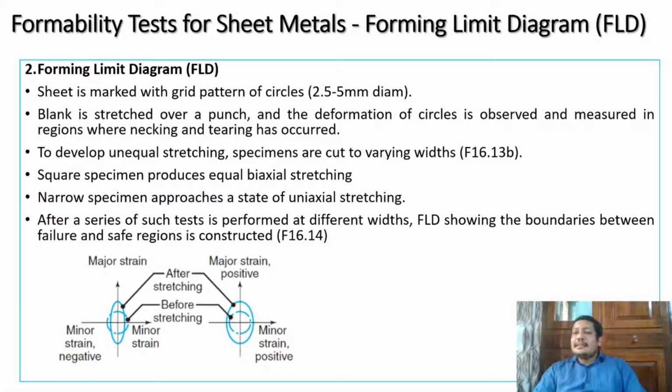In that case, this is done for various experimentations. What is done is that the sheet is marked with a grid pattern of circles, 2.5 to 5 mm in diameter. This is a circle before stretching. In the same way, you can see here, this is after stretch. So two circles you will be drawing on the sheet and you are stretching it. When you are stretching, the circle will change into the shape of an ellipse.